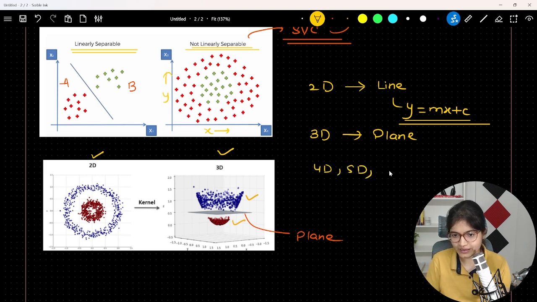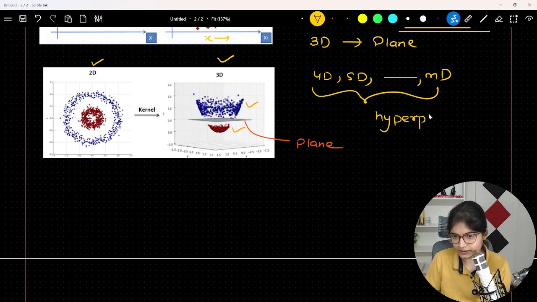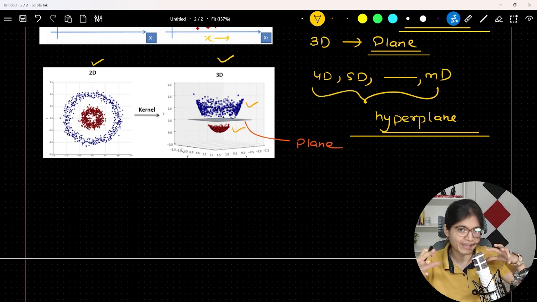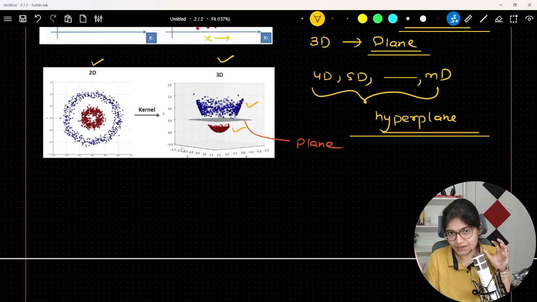4D, 5D, ND, until we are able to get a proper line or a plane, which we also call a hyperplane. Okay. In the further upcoming dimensions, the same thing you are calling an hyperplane. So what is happening is your model is trying to create a hyperplane internally, so that it will be able to classify between the two categories. So the internal intuition behind kernel trick is to convert a lower dimensional data to a higher dimensional data, so that it will be very easy for our model to create a hyperplane for the same.